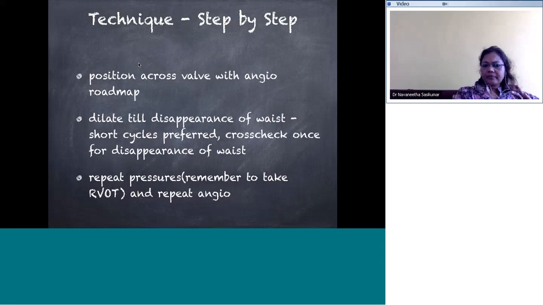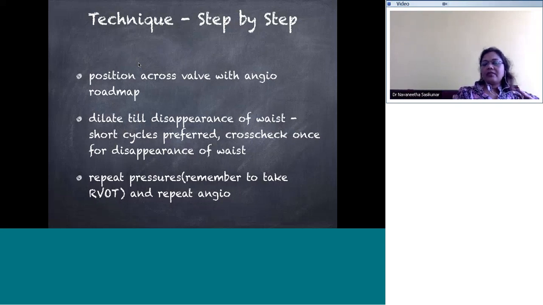So once you choose the balloon, you prep the balloon, and take it across the wire which you have already positioned as distally as possible in the pulmonary artery. You position it across the valve with an angio roadmap. It is good to look at bony landmarks because the crux of the procedure is to get the balloon across the valve and to catch the valve during dilatation so that you don't have to do it repeatedly.